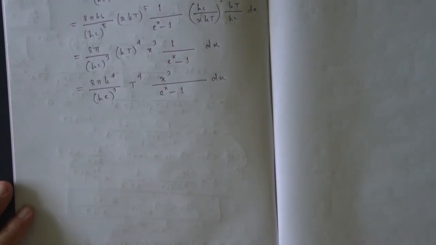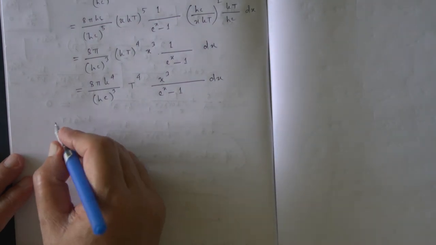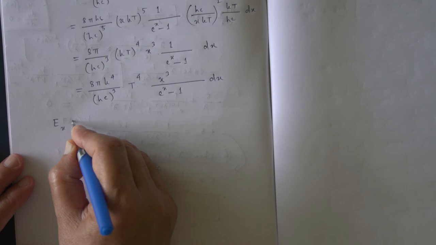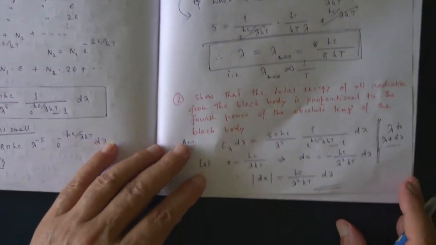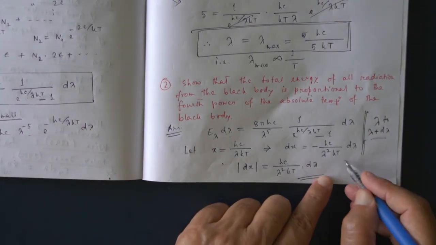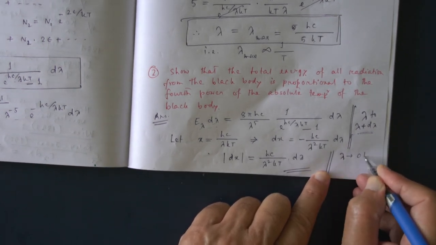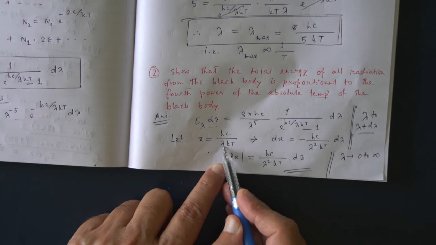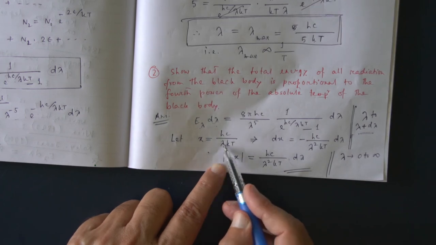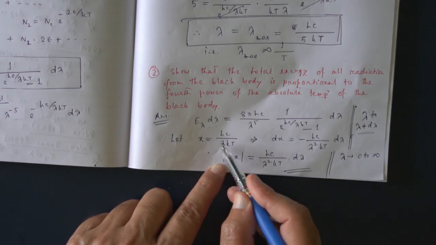Okay, now we have to do the integration. If we do the integration, we will get the value of energy. Earlier the limit of lambda was from 0 to infinity. So what will be the limit of x? When lambda is 0, x will be infinity. When lambda is infinity, x will be 0.